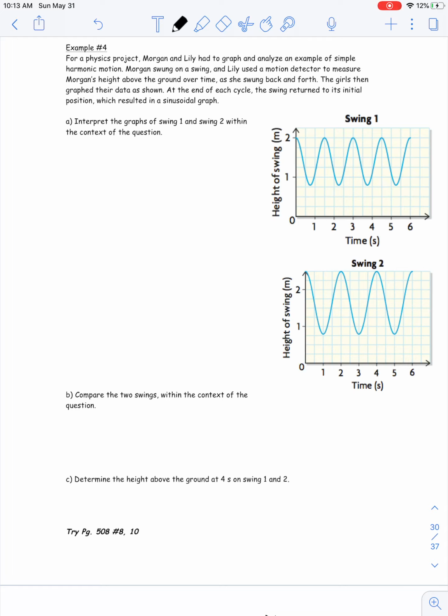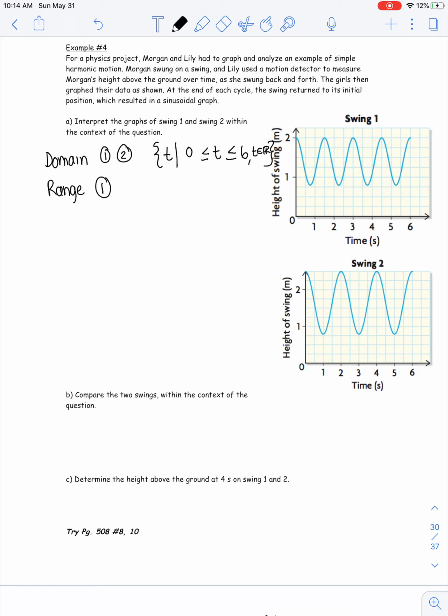So our domain for both of them is going to go from 0 to 6. So I'm going to put 1 and 2, meaning that it refers to both swing 1 and swing 2. So we'll use time in this case. T for time. T is greater than or equal to 0, but less than or equal to 6. Range. The range, if you look at it, will be slightly different for both graphs.